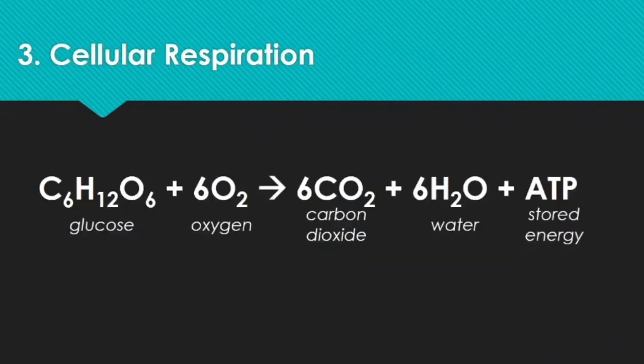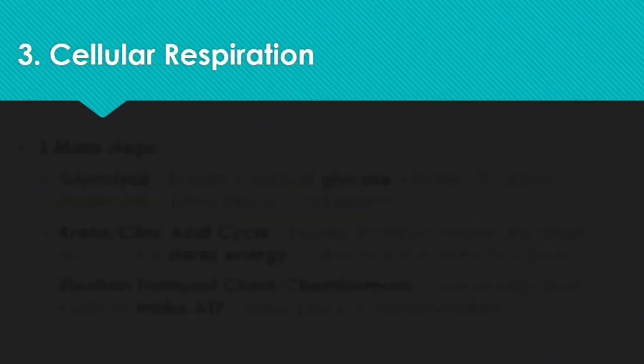All right, here's the cellular respiration reaction. We've got C6H12O6, glucose, plus 6O2, oxygen. And that's going to be converted during this process into 6 carbon dioxide molecules, 6 water molecules, and ATP.